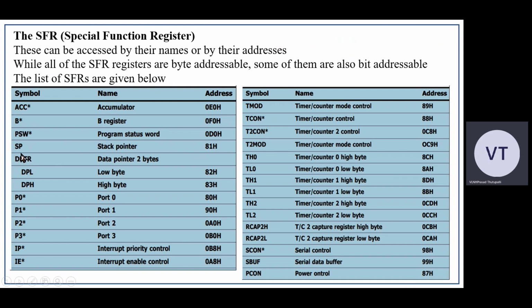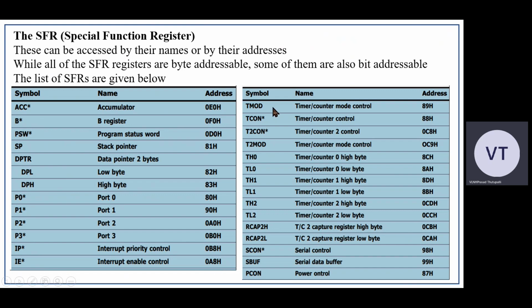Data pointer register will not have one dedicated address, but the data pointer is a combination of two registers: data pointer higher and data pointer lower. Their addresses are 83 and 82. 82 means data pointer lower, 83 means data pointer higher. P0, port 0, is 80, then port 1, port 2, port 3. IP, interrupt priority control, is a special function register. The address of that is B8. IE, interrupt enable control.